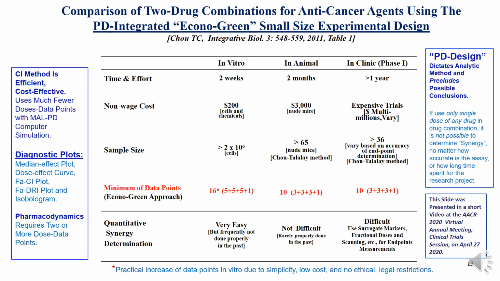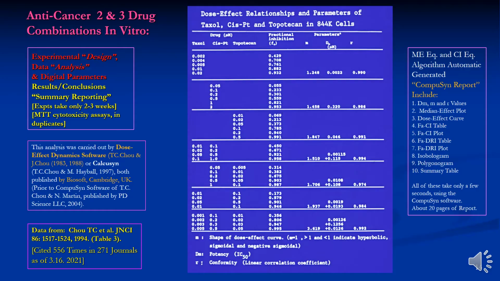This slide compares the design of 2 drug combinations in vitro, in animal, and in clinical trial in terms of time and effort, cost, sample size, and feasibility. Now move on to applications.